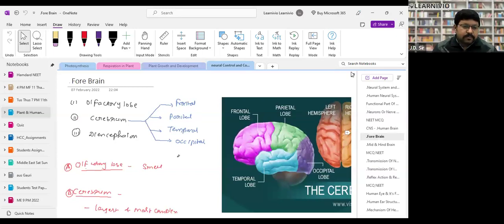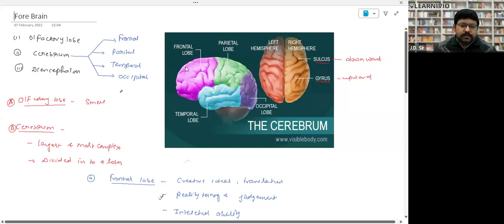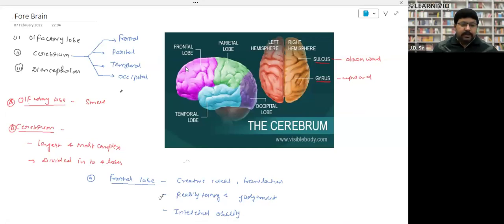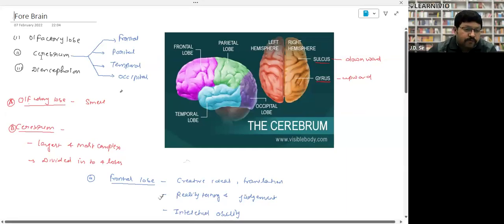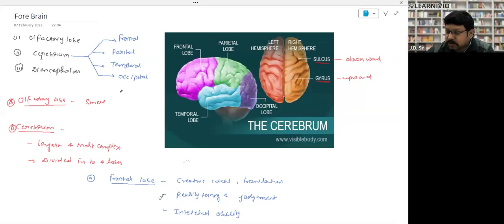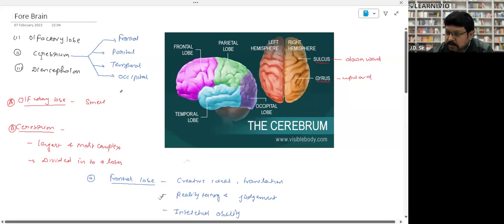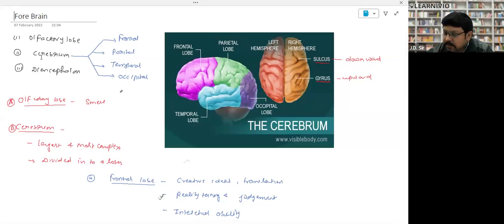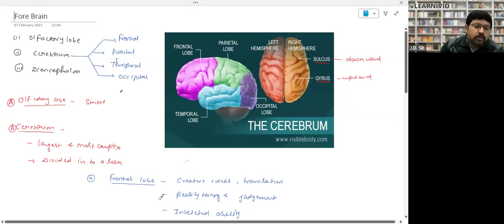So again, this forebrain is divided further into three parts, right? And what are these three parts basically? These three parts are the olfactory lobe, cerebrum, and diencephalon. Just a minute, let me cross check with you. Forebrain, midbrain, hindbrain. Okay, fine. So further, the olfactory lobe is meant for smell sensing, right? So this is responsible for smell sensing.